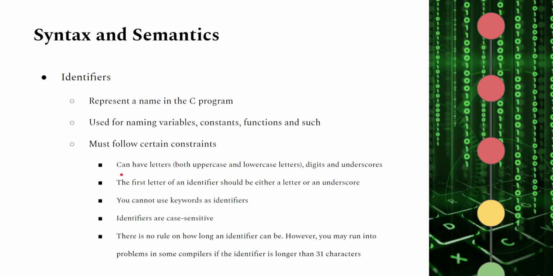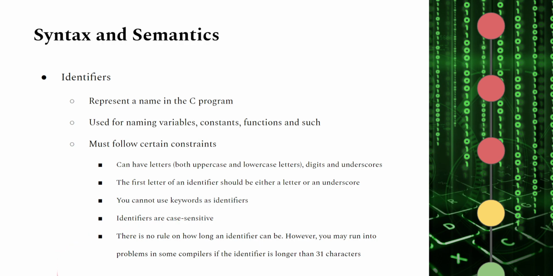An identifier can have letters, both uppercase and lowercase, digits, and underscores. The first letter of an identifier should be either a letter or an underscore. That means the first letter of an identifier cannot be a digit. Though a digit is an acceptable part of the identifier, it cannot start with a digit. You cannot use keywords as identifiers. What a keyword is will be explained in the next slide.